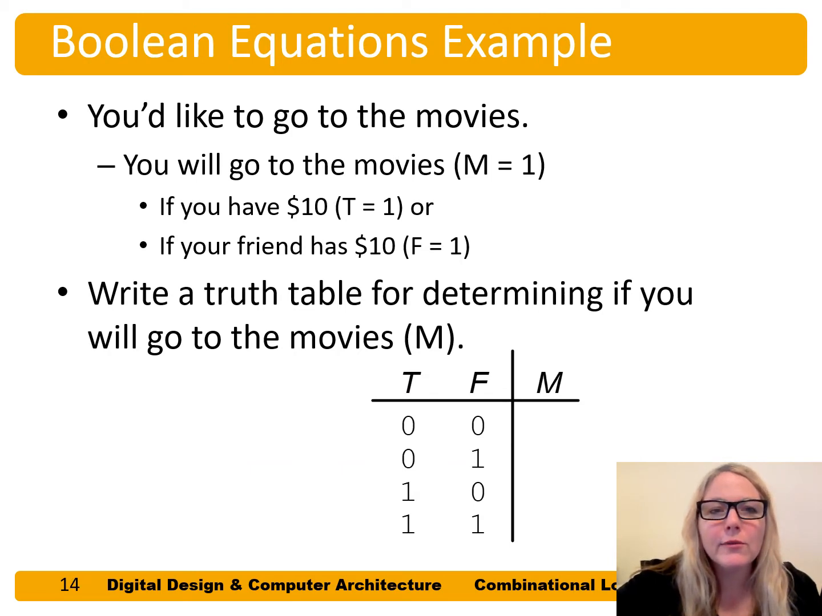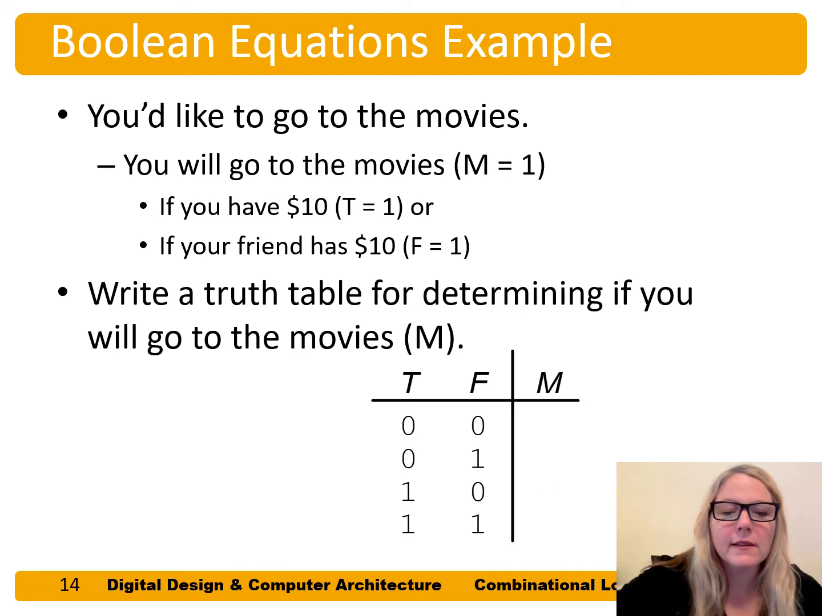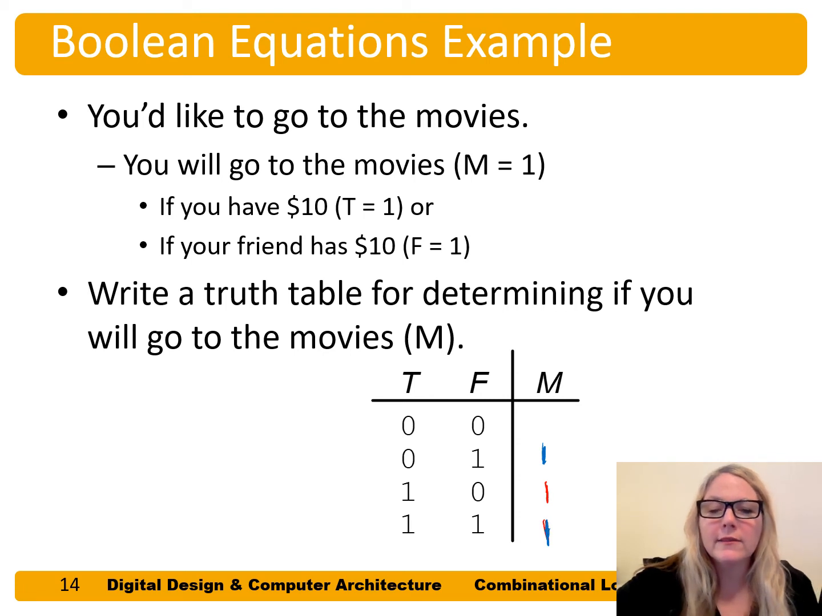So let's show how you can write a Boolean equation for going to the movies. So you'll go to the movies, m equals 1, if you have $10, t equals 1, or your friend has $10. So let's write a truth table for determining if you go to the movies. So you'll go to the movies if you have $10. So that'd be a 1 in these two locations. Or if your friend has $10. So that'd be a 1 here and also here, even though we already have a 1 there. And in every other case, you won't go to the movies.